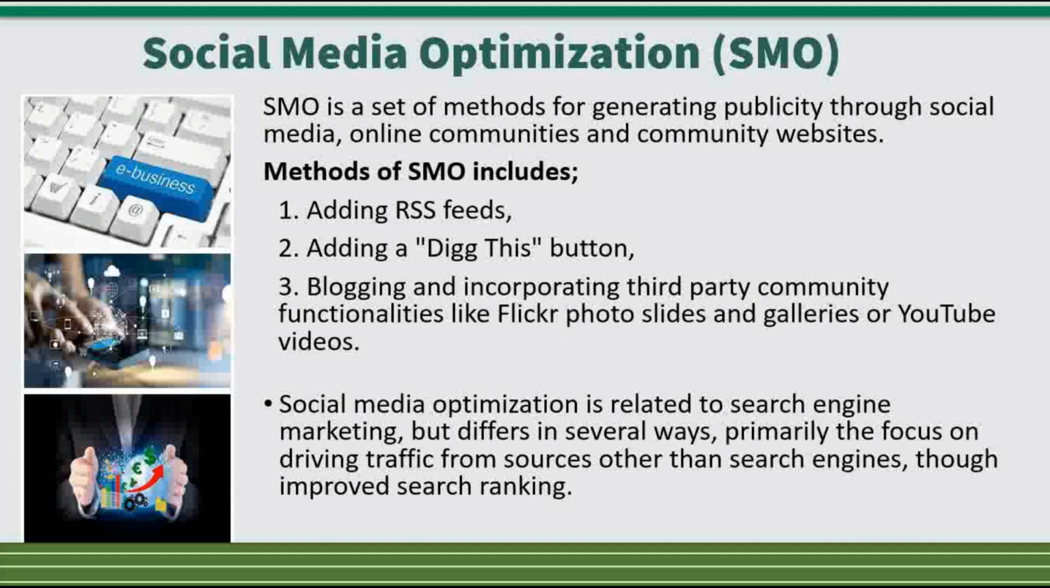3. Blogging and incorporating third-party community functionalities like Flickr photo slides and galleries or YouTube videos. Social media optimization is related to search engine marketing, but differs in several ways. Primarily the focus is on driving traffic from sources other than search engines, though improved search ranking is also a benefit of successful social media optimization.